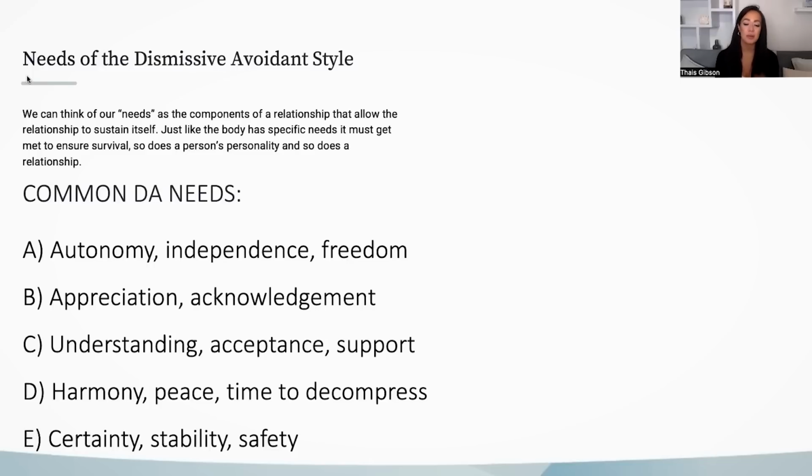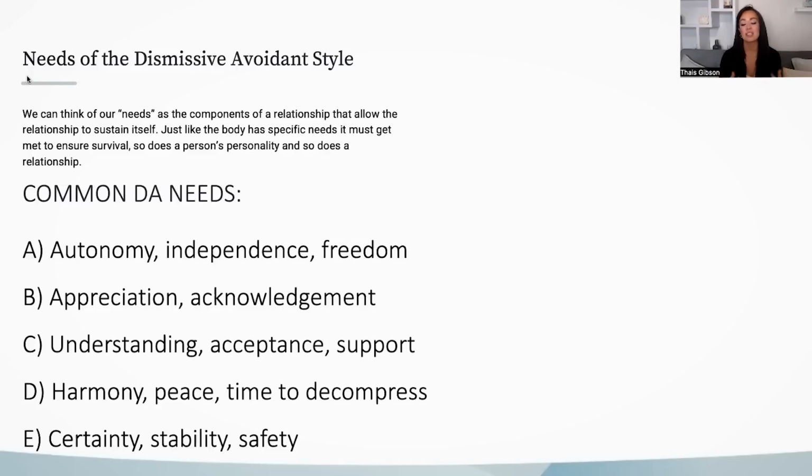And when you talk about some of these different dynamics, when it comes to harmony, peace, and time to decompress, they're really looking for somebody in a relationship who wants to keep things simple and not have big conflicts. Those are really important things. And then last but not least, dismissive avoidants really care about a sense of certainty, stability, and safety. They can be quite averse to change because they're usually chronically a little bit out of balance and regulation. And so they kind of chronically feel this low level stress or anxiety. So anything that causes more stress or more instability or uncertainty can be very disruptive for a dismissive avoidant.